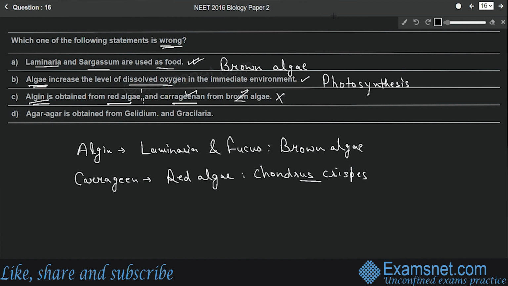The last statement says agar-agar is obtained from Gelidium and Gracilaria. This is also a correct statement. Agar-agar is a gel-like substance and it is obtained from Gelidium and Gracilaria, which are types of red algae or Rhodophyceae. So the only incorrect statement is the third one, that is option C. So this is the correct answer.